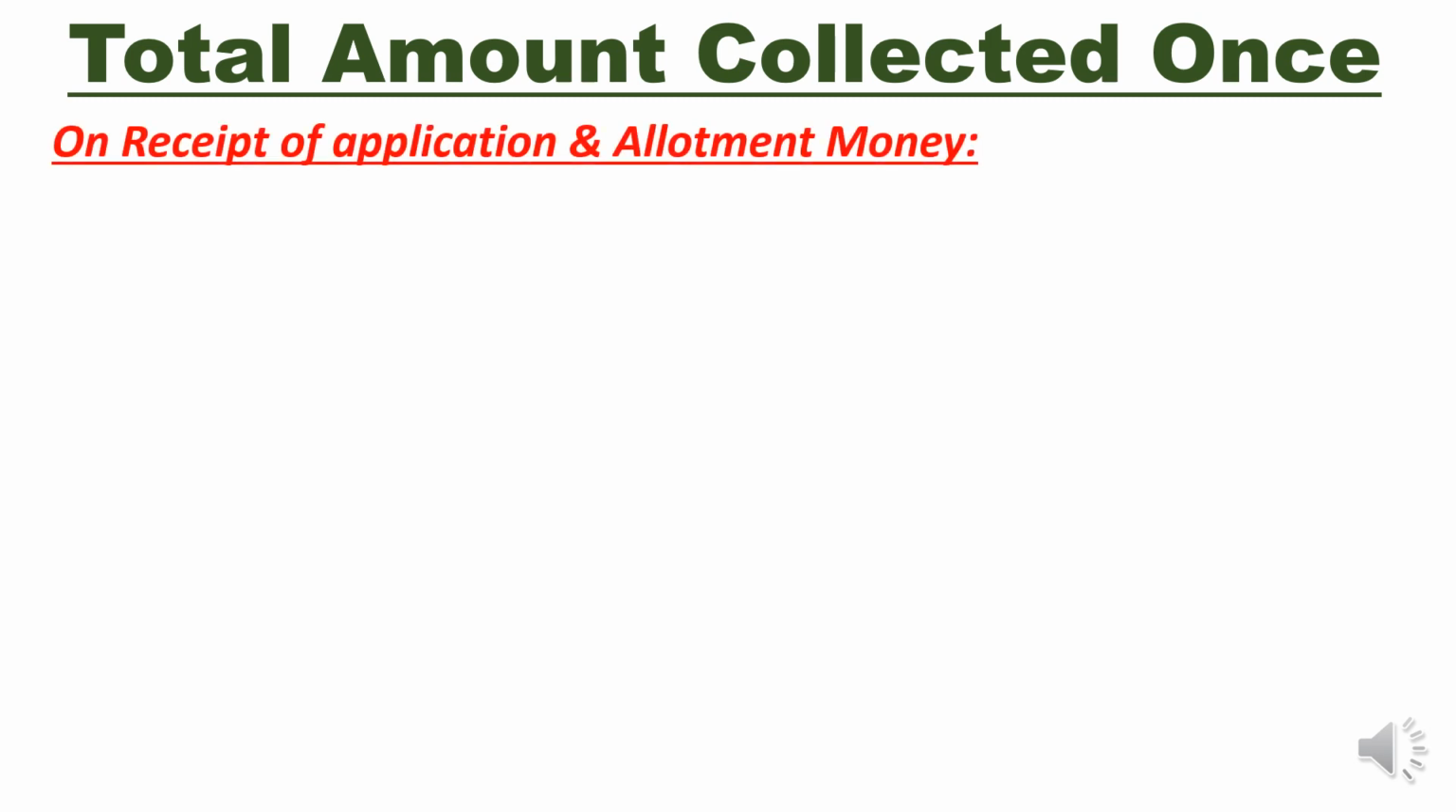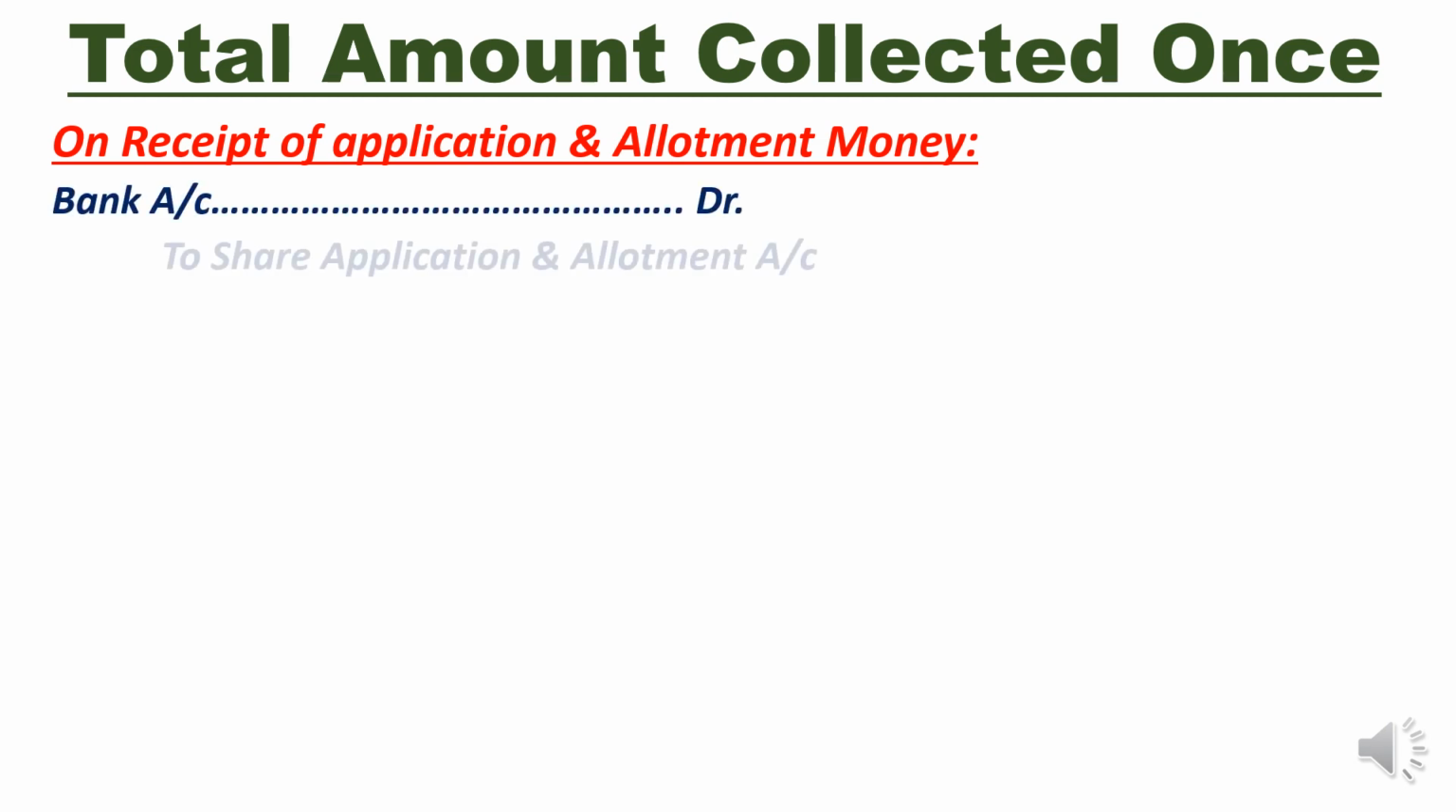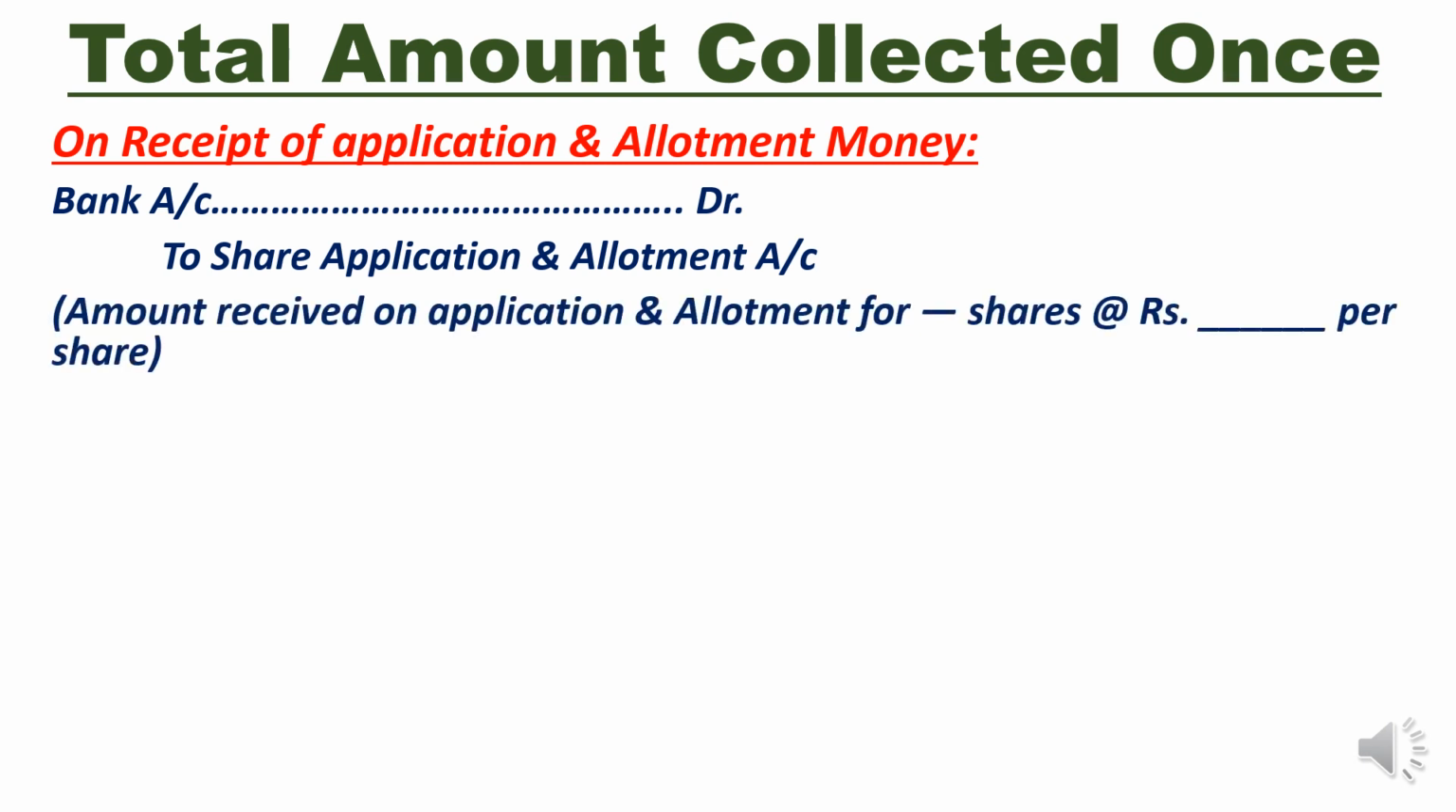So now we will understand the journal entries. In the process of understanding journal entries, the first is total amount collected at once. If the company is collecting the total amount at once, what are the journal entries that will be written? Only two journal entries. First one is on receipt of application and allotment money. We call it application and allotment because we are receiving the total amount at once. The entry is Bank account debit to share application and allotment. Being application money received on so many number of shares at the rate of so much amount. That is the narration, and narration is very important. You must write the narration.